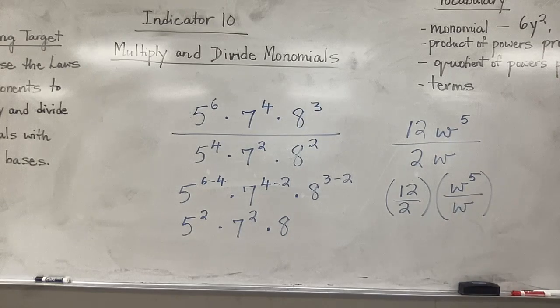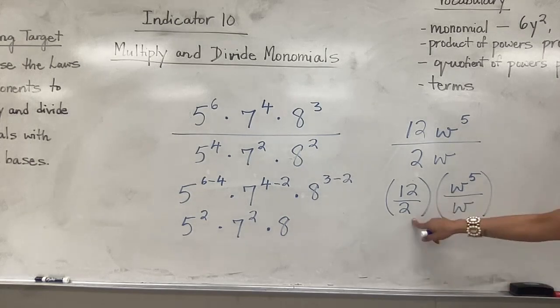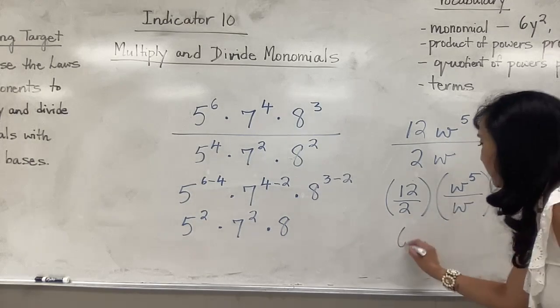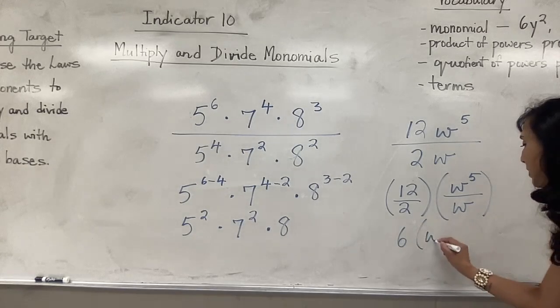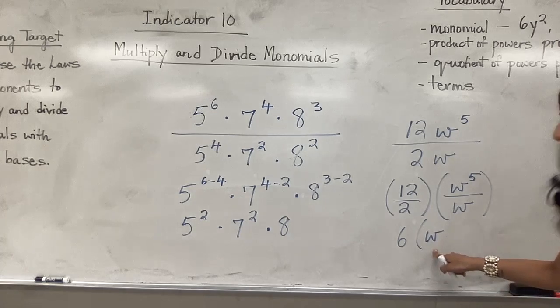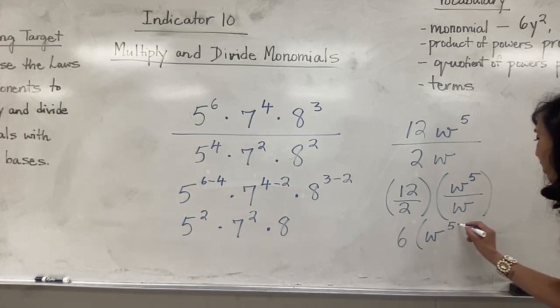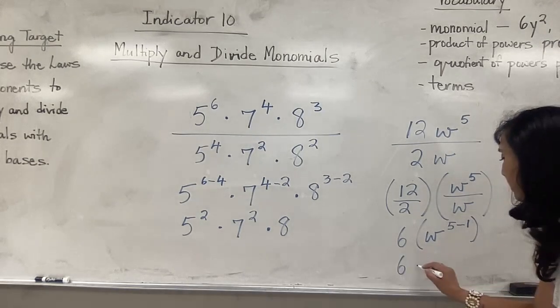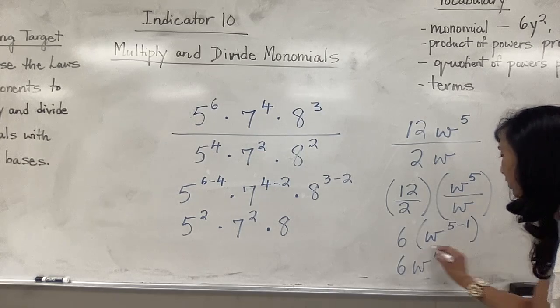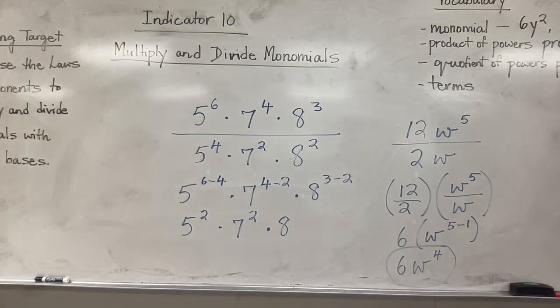All right. So when I divide 12 by 2, what do I get? I get 6. And then I'm going to use the quotient of powers property. And that basically tells me that my same base, which is w, and then I subtract the exponents, which is 5 minus 1. And when I do 5 minus 1, I'm going to get 6w to the fourth power. Okay, 6w to the fourth power.